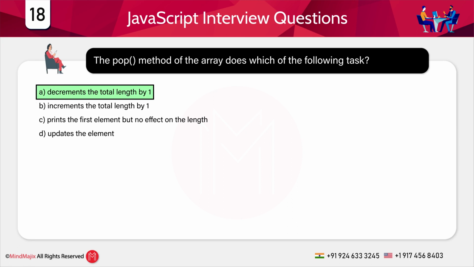So it actually deletes the element from the array and decrements its length by 1. So the pop function pops out, that is, deletes the last element from the array. The pop method, which works with push, reduces the length of an array by 1.